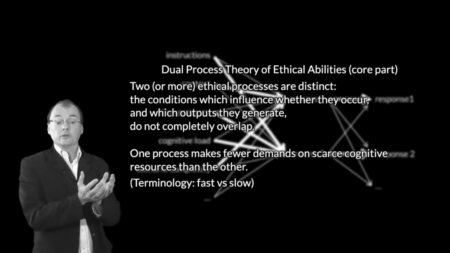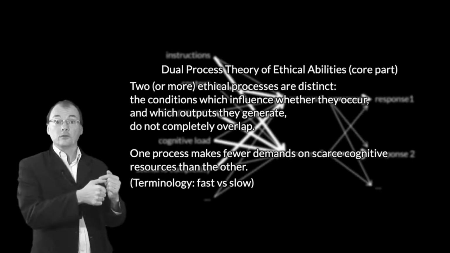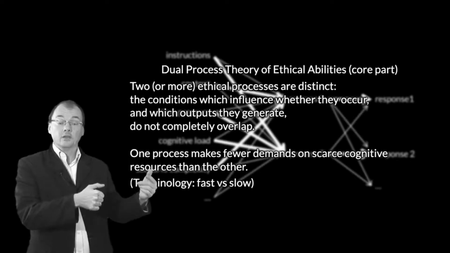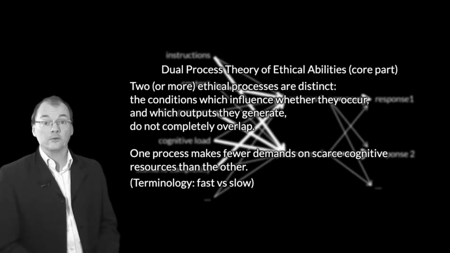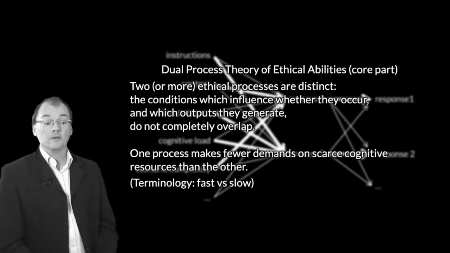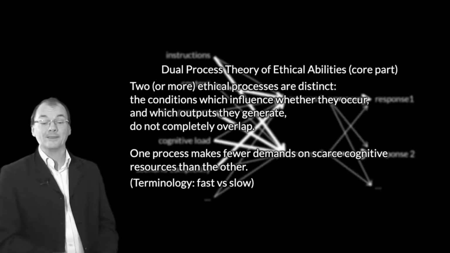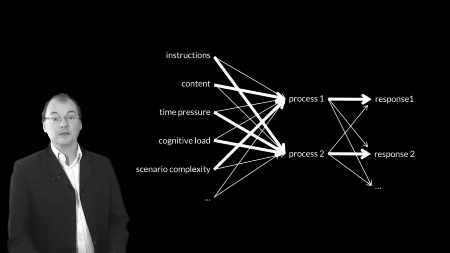It's rich enough just as it stands to generate some predictions, and as things go we can add assumptions to it and test the additional predictions we get, accepting the predictions if the assumption is confirmed. So I like this approach to dual process theories because it's very stripped down and it should be very simple. All right, you're with me so far. We've got the idea of a dual process theory of ethical abilities.